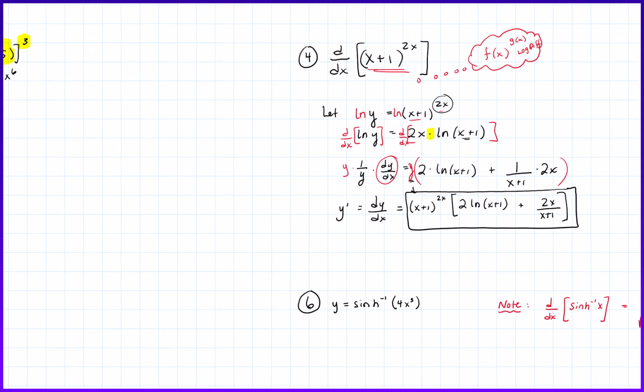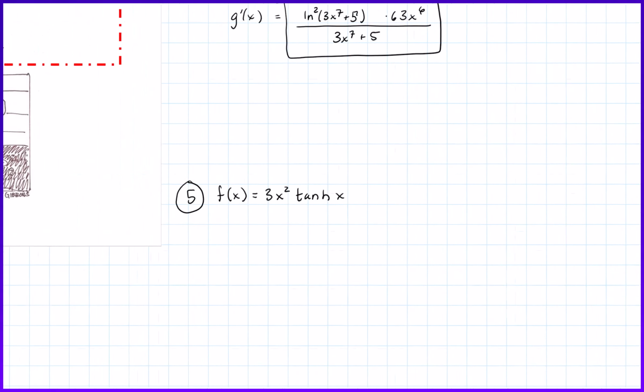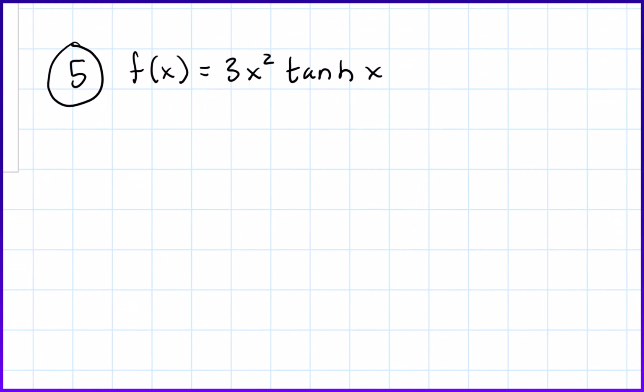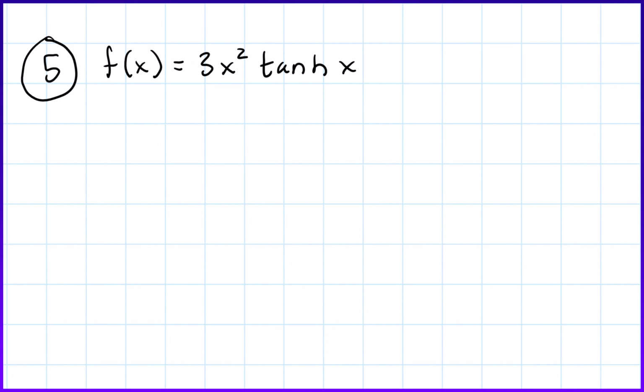Okay, we're on 4. I think we can get a couple more in. Let's try to get at least 2 more in here. All right, let's take a look at this guy. We've got f of x equals 3x squared times hyperbolic tangent of x. So we want to take that derivative. This is just good review of our derivatives of our hyperbolic functions.